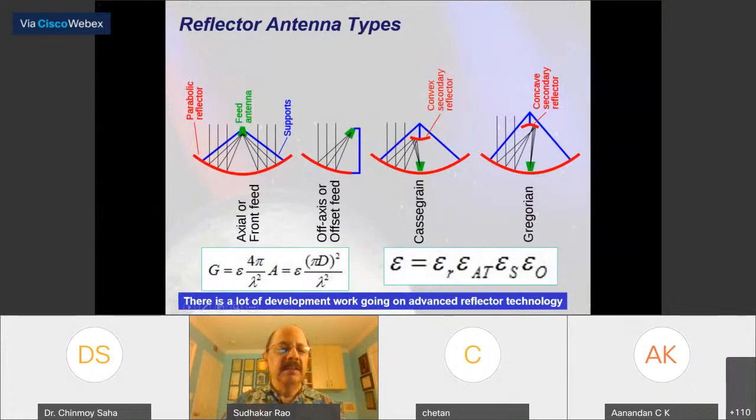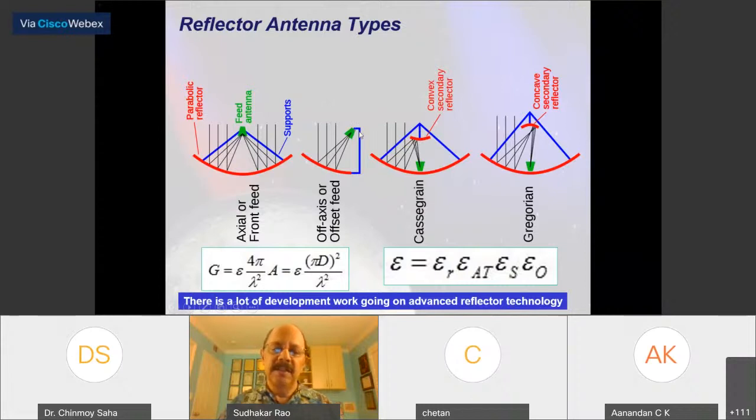You have on the left-hand side a center-fed parabolic reflector. We hardly use that nowadays because of the blockage, because you have all these rays coming from the feed illuminating the reflector when they're reflected back. Part of the area is blocked by the feed, so it causes gain degradation and increase in the side lobes. So offset reflector, when you offset it, then you don't have that problem.